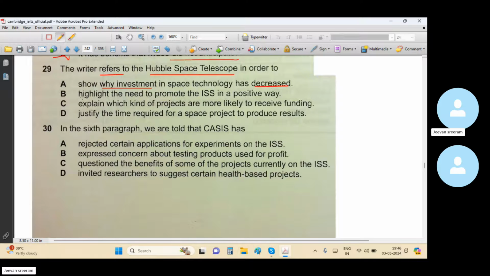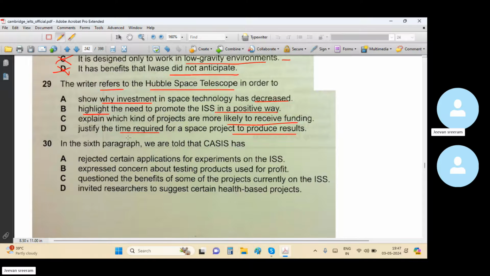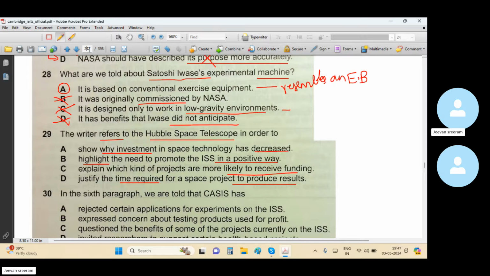I think it could be highlight the need to promote the ISS in a positive way. Explain which kind of projects are more likely to receive funding. Yeah, this can also be, it's a tough question, but yes. Justify the time required for space projects, which can easily be time required to produce results. Okay, so all the options are really tricky. Let's go back to relevant information.